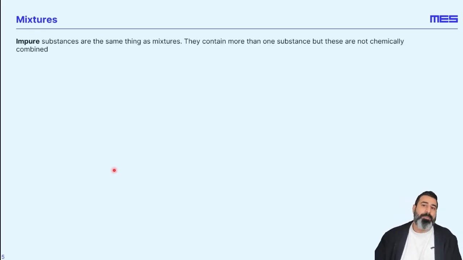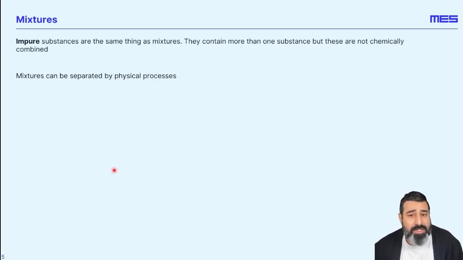An impure substance is the same thing as a mixture. Mixtures contain more than one substance, but these are not chemically combined or connected. Mixtures can be separated quite easily by physical processes, and we're going to have a look at each physical process in turn in the next couple of slides.